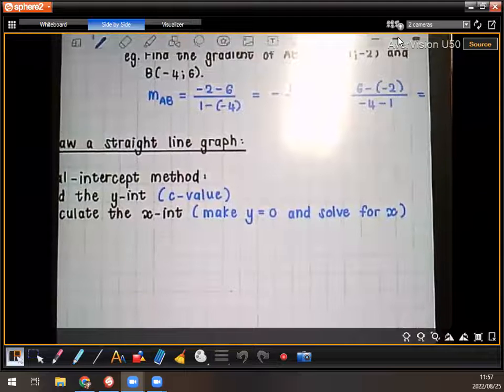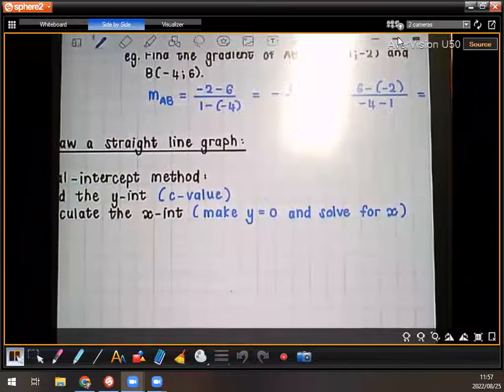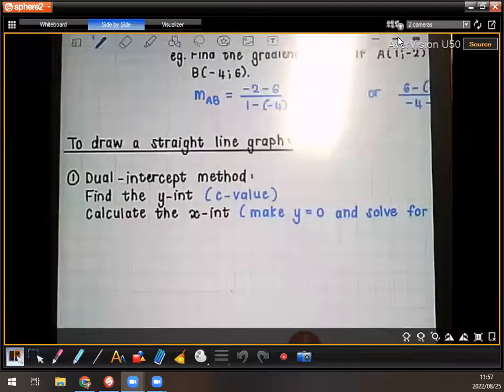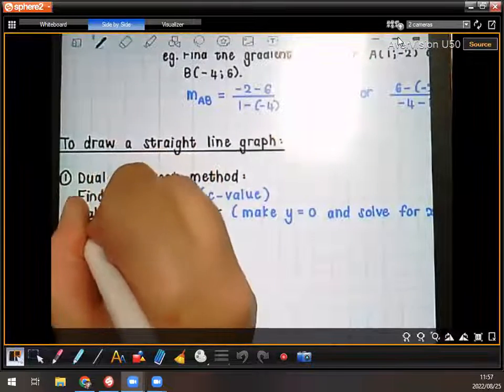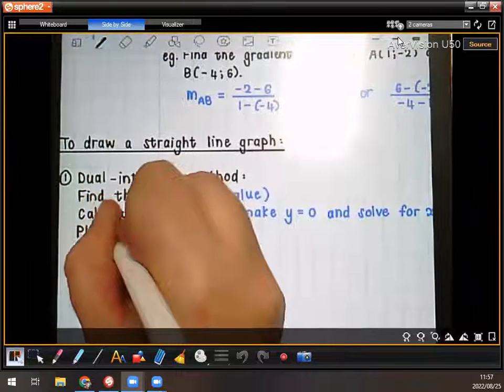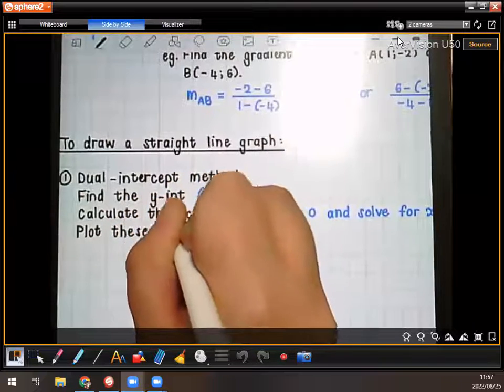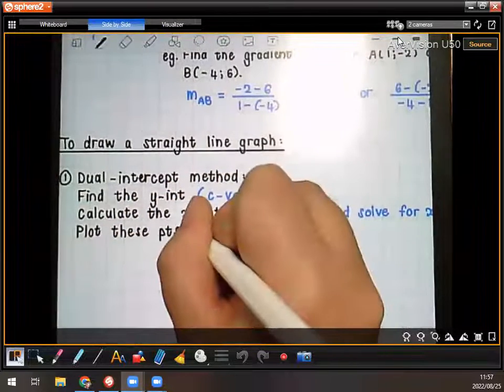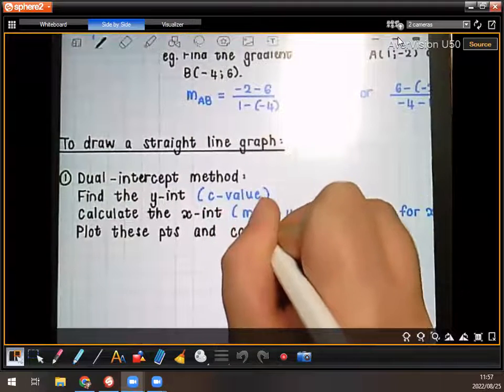Okay, all that's left after that is to plot those 2 points and connect them. Right, draw with a ruler, draw a straight line through them, extend past those 2 points, and put arrows on the ends. So that will be the next step, to plot these points and connect them.